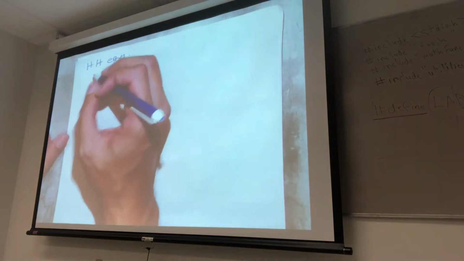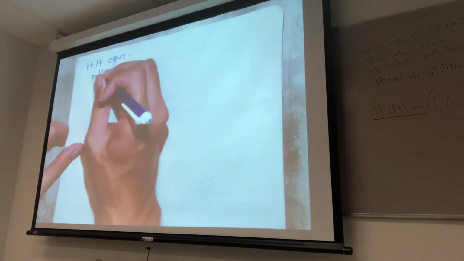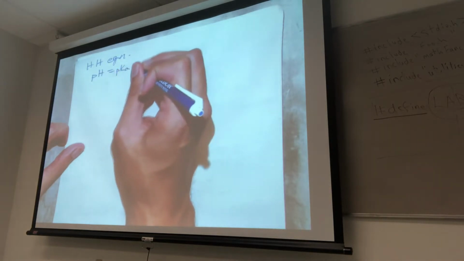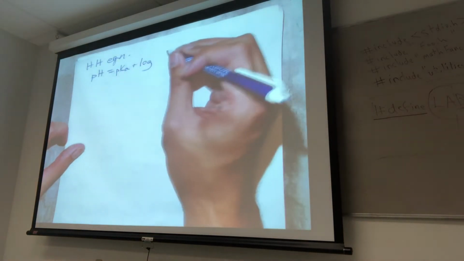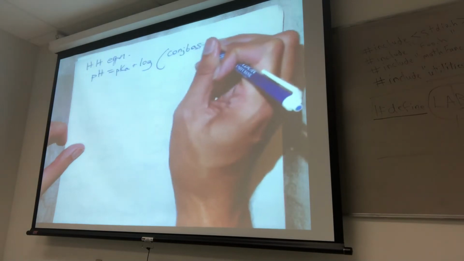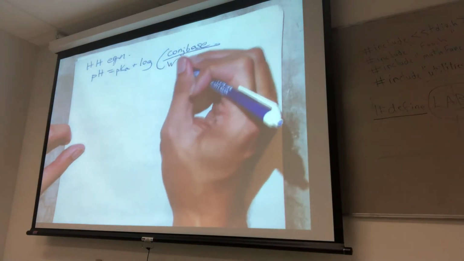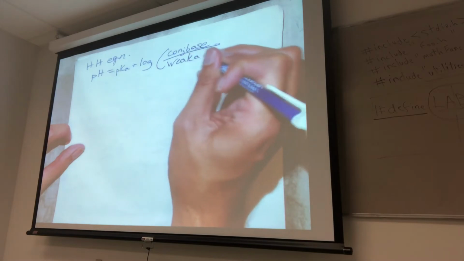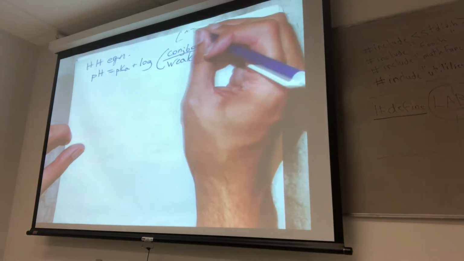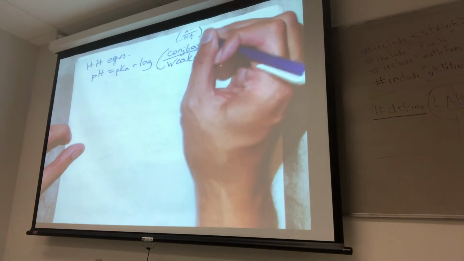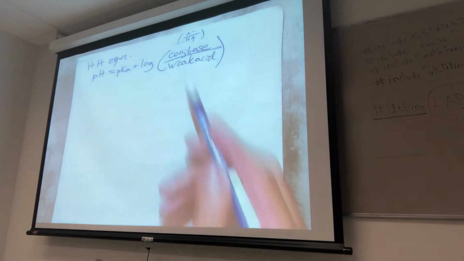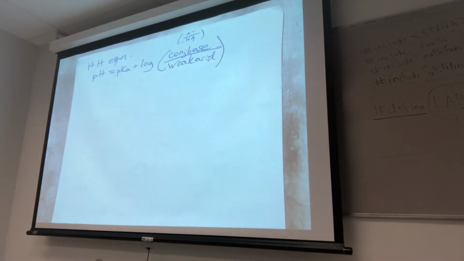You will need it. So the equation is pH is equal to pKa plus log of the conjugate base of whatever thing you were looking at over the weak acid. Sometimes this part is written as A minus over HA. Whatever form you prefer to memorize it as, go ahead, but it means the same thing: conjugate base over weak acid.